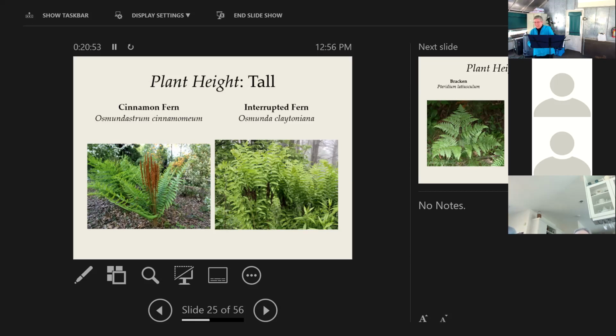It doesn't like our heat and our drought and alternate, one day we're dry as a bone and the next day it's pouring rain. It's not happy with that. But both of these can grow 5 feet high. In Rhode Island, both of these were common roadside ferns, roadside ditch ferns. So they can get as tall as I am.